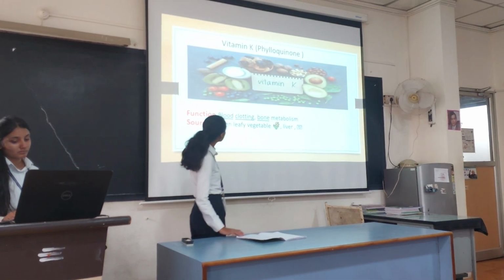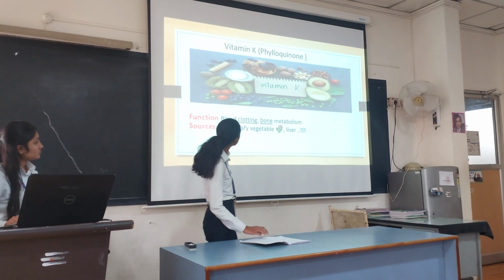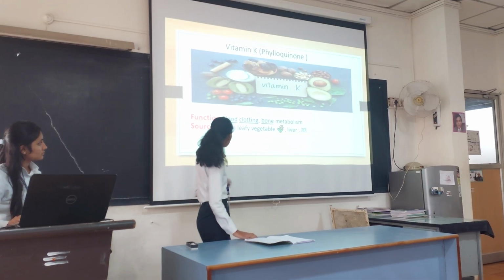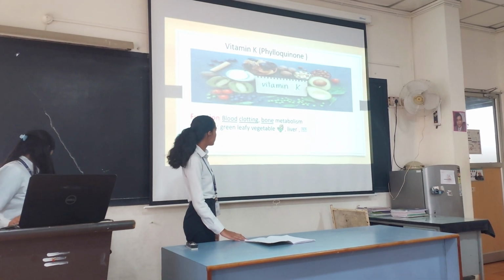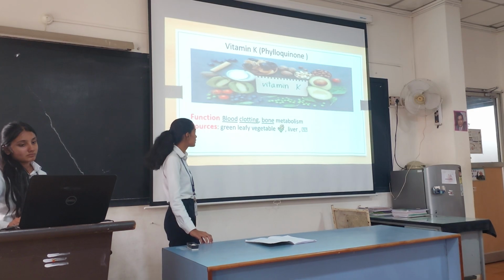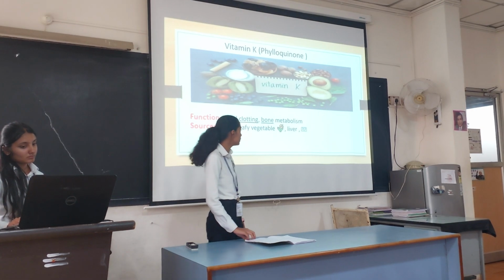The last is vitamin K, phylloquinone. The function is blood clotting and bone metabolism. The sources we can find are green leafy vegetables and liver.